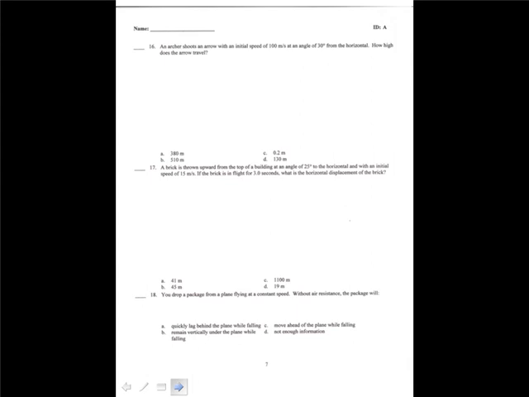An archer shoots an arrow with an initial speed of 100 meters per second and an angle of 30 degrees from the horizontal. How high does the arrow travel? Draw a little picture here. The arrow travels something like this. We want to know what is the position, the y position, the height here. I know that my velocity in the y direction at this point is equal to 0. Now v0 is equal to 100 meters per second. It's given in the problem.